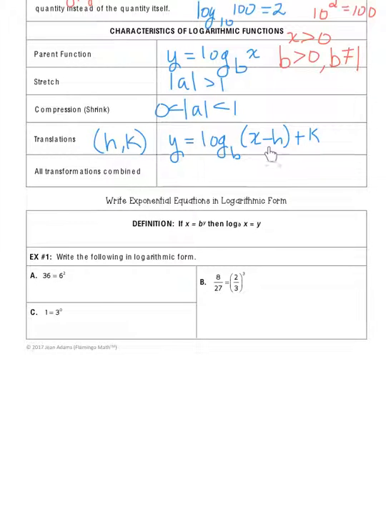So again, if you're adding or subtracting something to this x value, it's going to create a right-left shift, and it's going to be the opposite of what you think it would be. So if we have x minus 2, it's not going to shift left, it's going to shift right 2. But if we have x plus 2, it's not going to shift right 2, it's going to shift left 2. But remember, k is outside the function, and so it's exactly what you think it would be. So if we have a plus 2 on the outside, we're going to move up 2. A minus 2 on the outside means you're going to move down 2. So outside the function is an up-down movement, inside the function is a right-left movement.